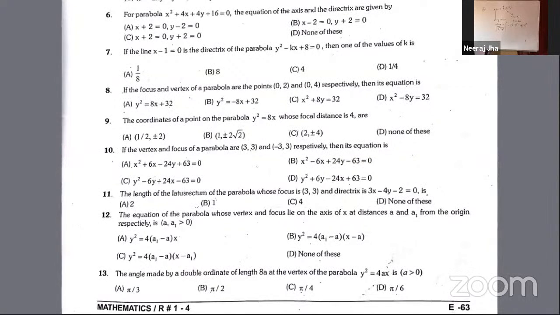So question number 6, question number 7. Is there any need to zoom it? No? Okay. Do questions number 6, 7, 8, 9, and 10.